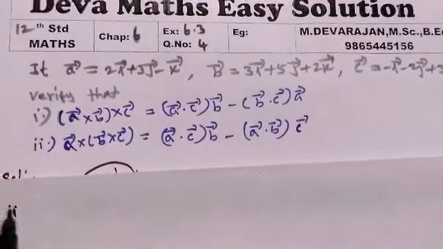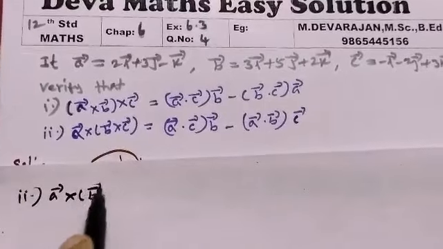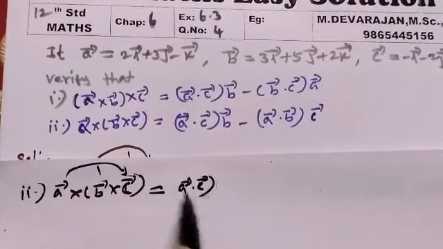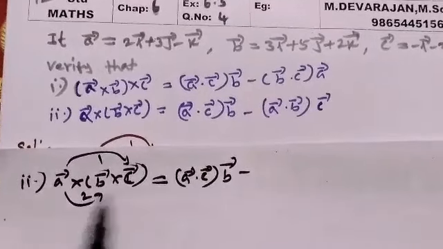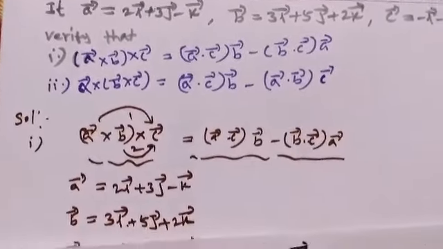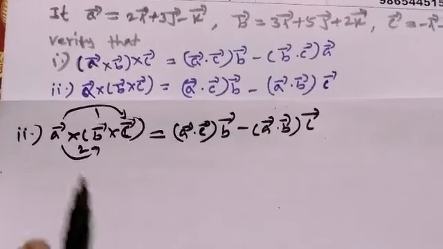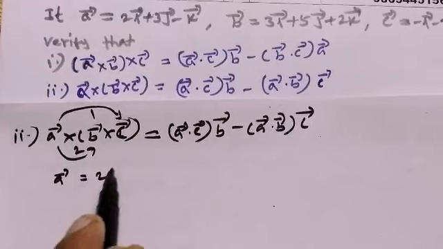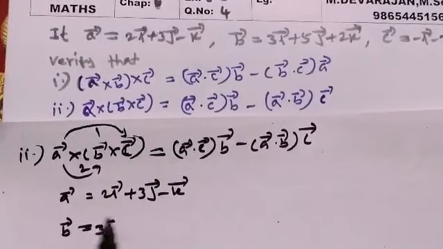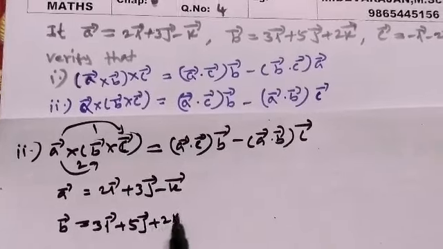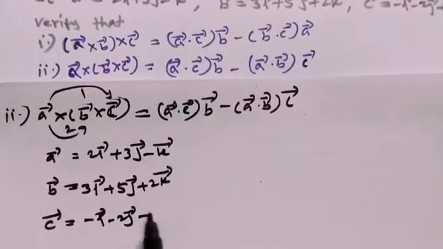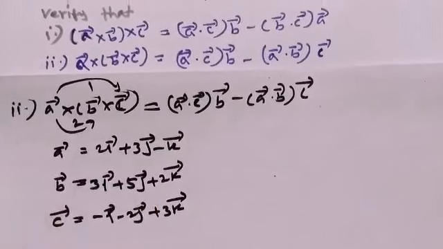So next, the second one: a vector cross b vector cross c vector equals step 1, a dot c into b vector, minus step 2, a dot b into c vector. Okay? So here, a vector equals 2 i vector plus 3 j vector minus k vector, b vector equals 3 i vector plus 5 j vector plus 2 k vector, c vector equals minus i vector minus 2 j vector plus 3 k vector. First we need to find b cross c.